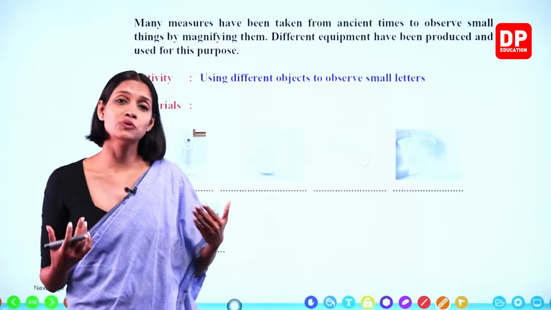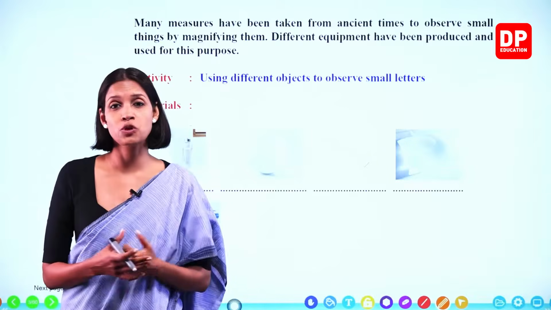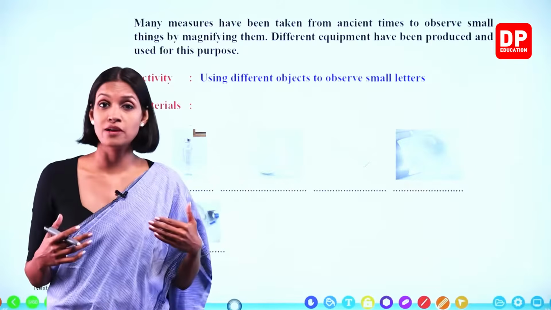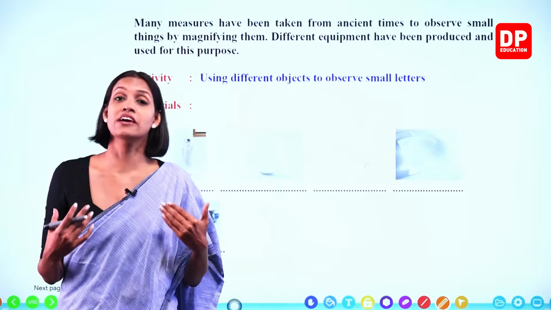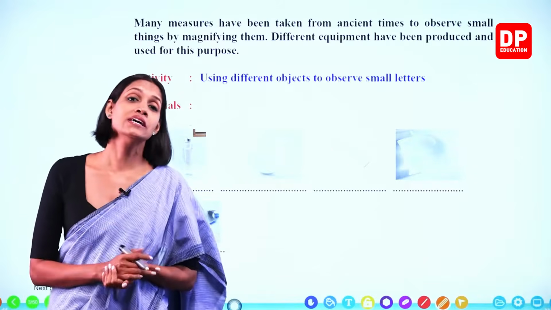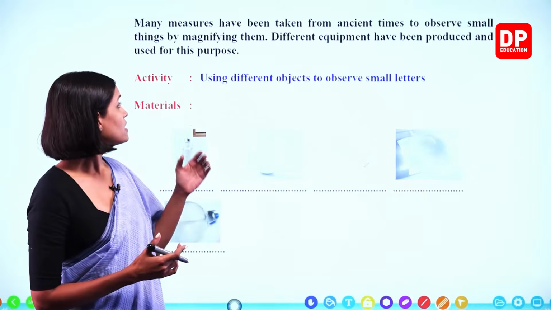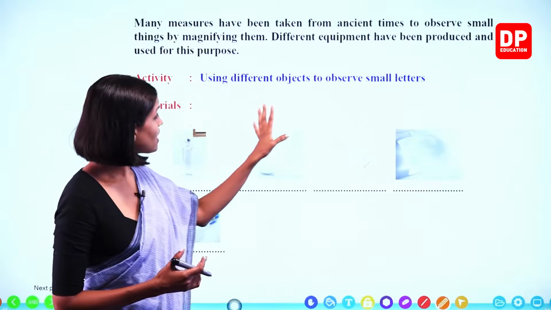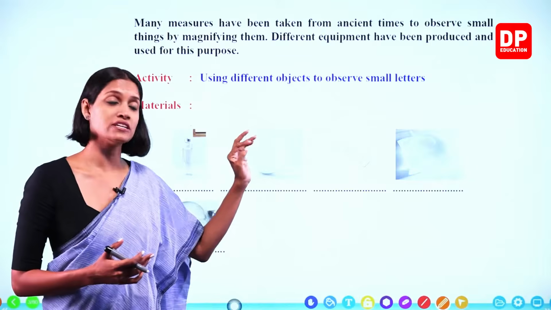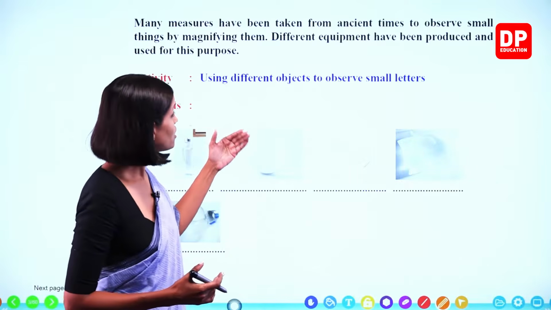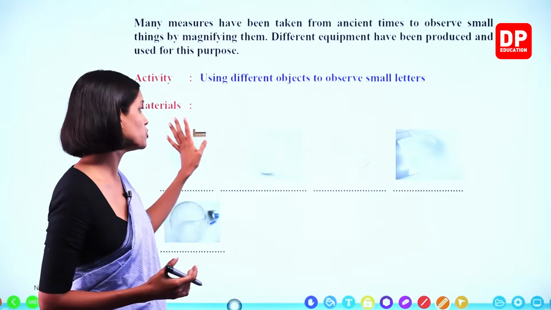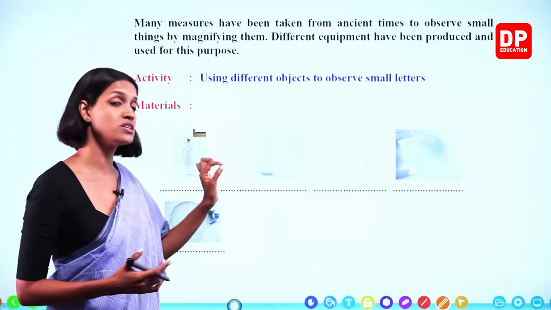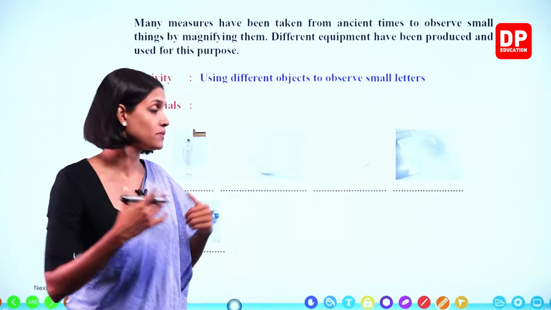When people get old, when they cannot see the letters properly, most of the time they use spectacles. Not only old people, sometimes young people also, when they have eye defects, have to use spectacles, right children? Now here, apart from spectacles, we are going to use different other objects to observe small letters. What are the other ways that we can observe small letters? In day-to-day life we don't use these methods, but we are going to use these different types of objects to observe small letters, to magnify them, right?